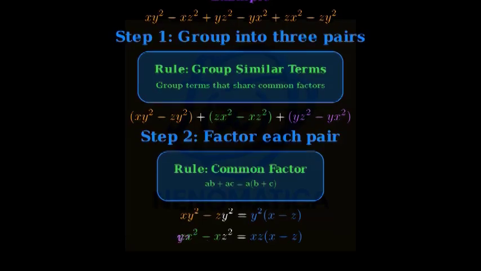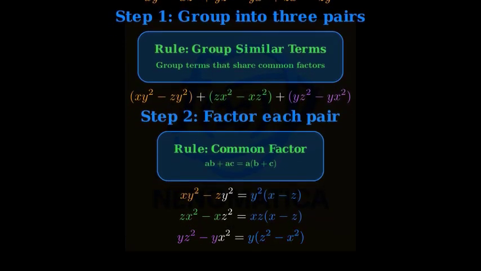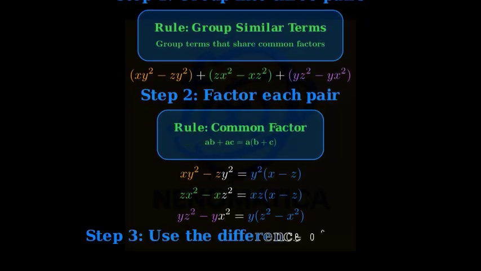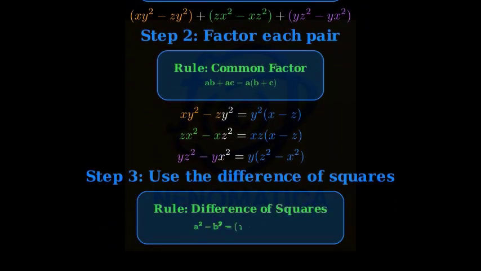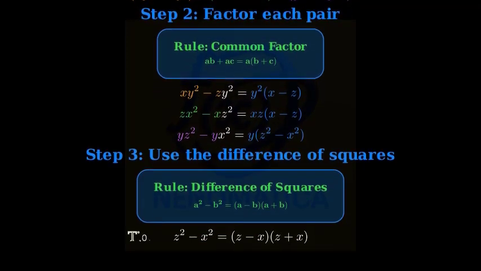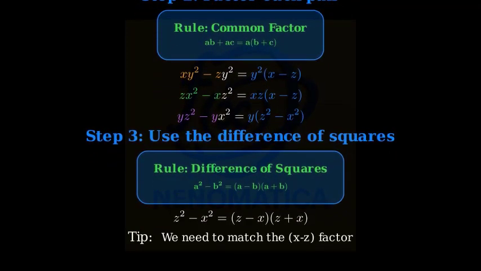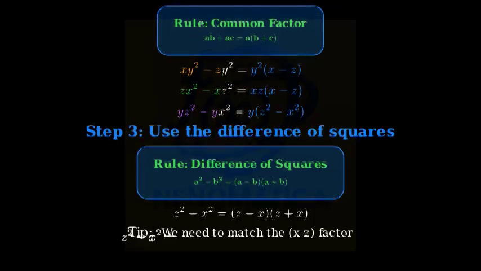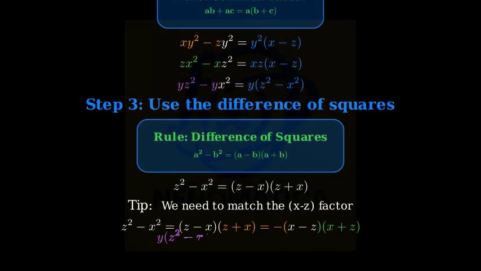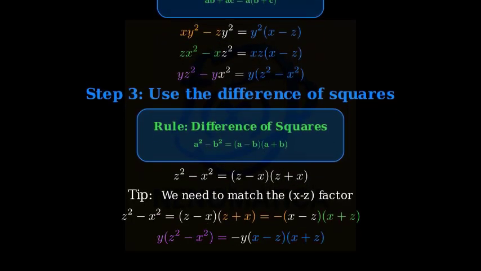x minus c. For the third pair, yz squared minus yx squared, we can factor out y, giving us y times the quantity z squared minus x squared. In the third pair, we have the difference of squares z squared minus x squared. We can apply the difference of squares formula, which states that a squared minus b squared equals a plus b times a minus b. So z squared minus x squared equals z minus x times z plus x.